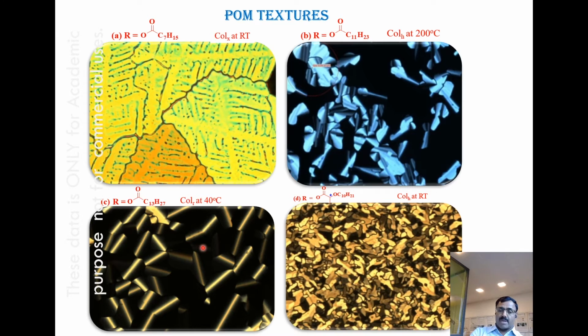In the columnar rectangular phase, four columns are formed as a rectangle, whereas in the hexagonal phase, six columns are formed in a hexagonal shape. That's why we call them hexagonal and rectangular. You can see the difference between these two textures.